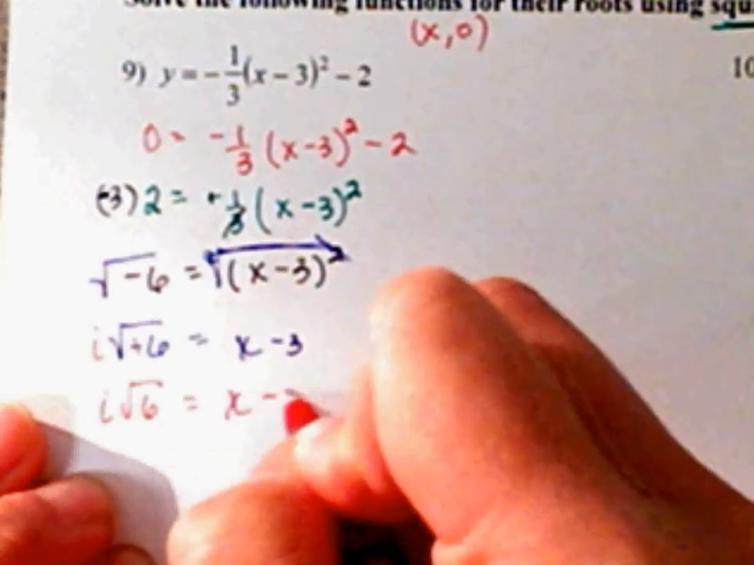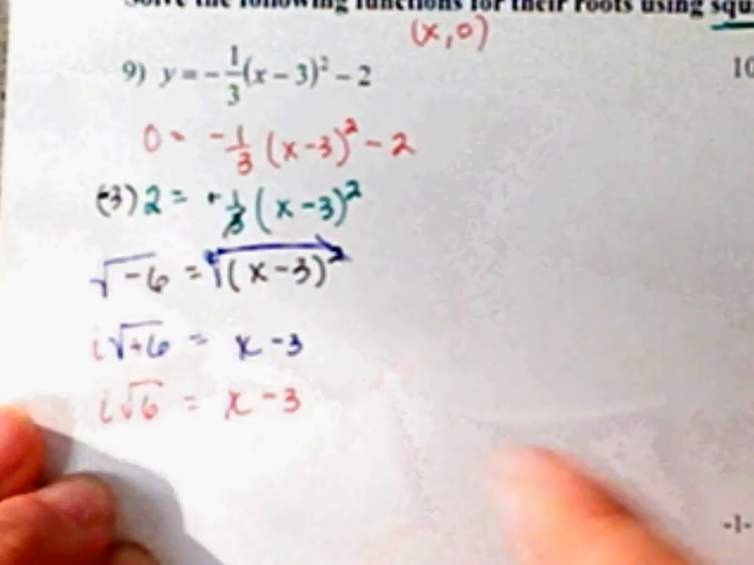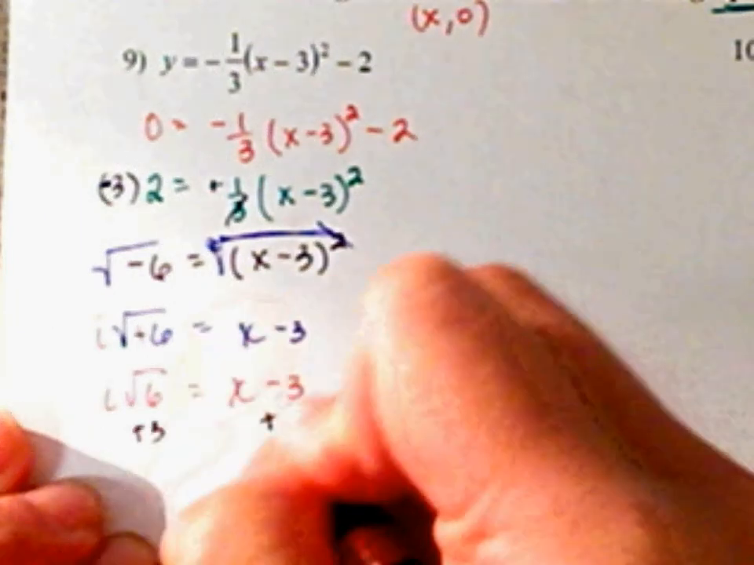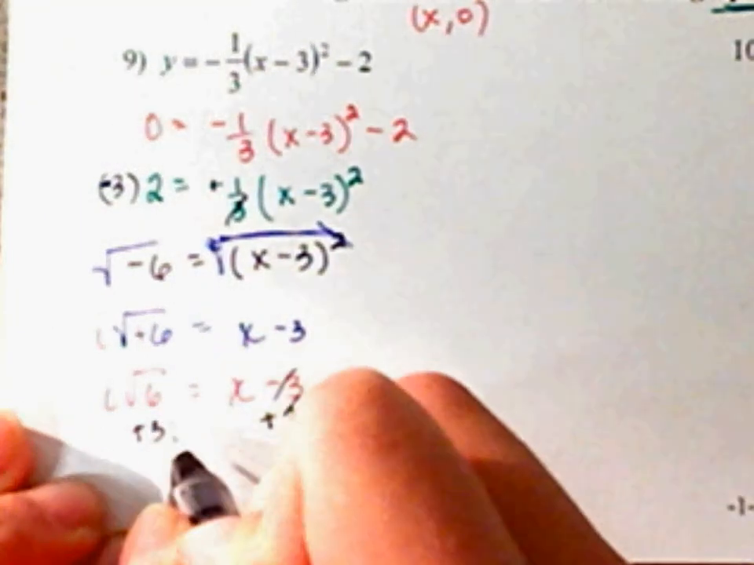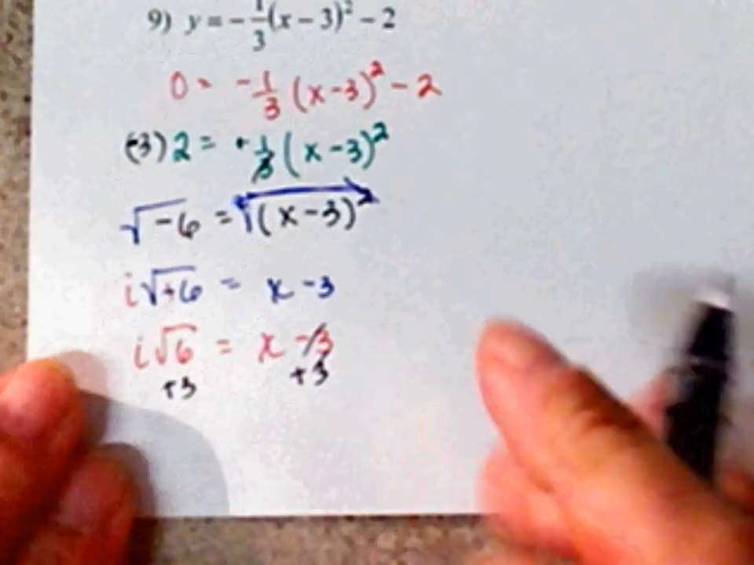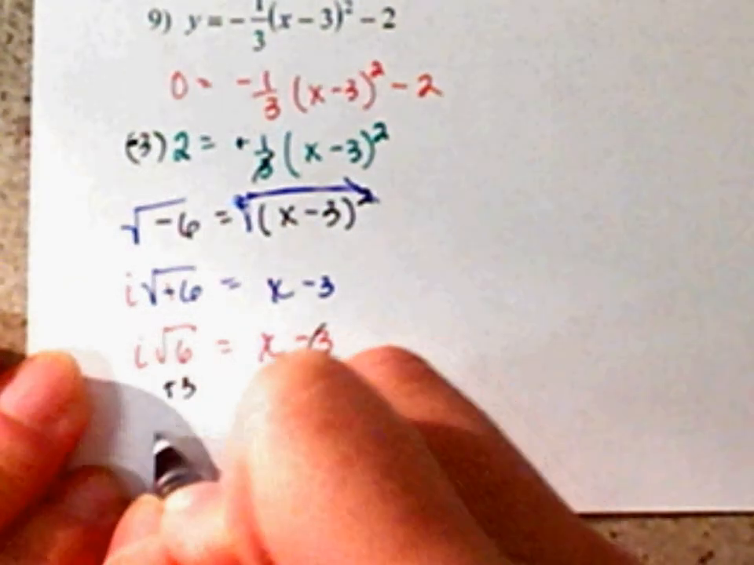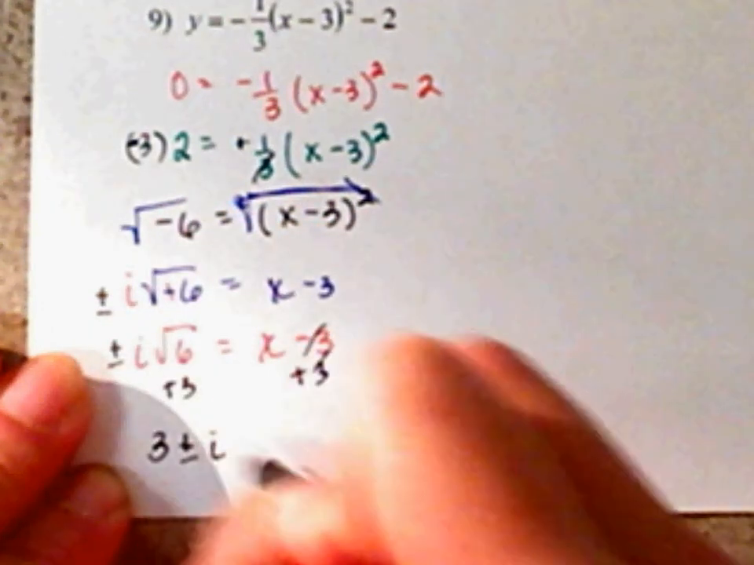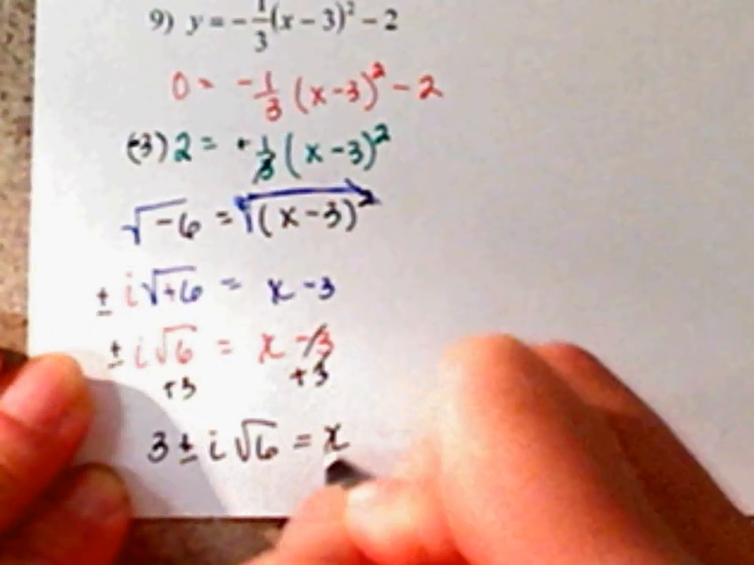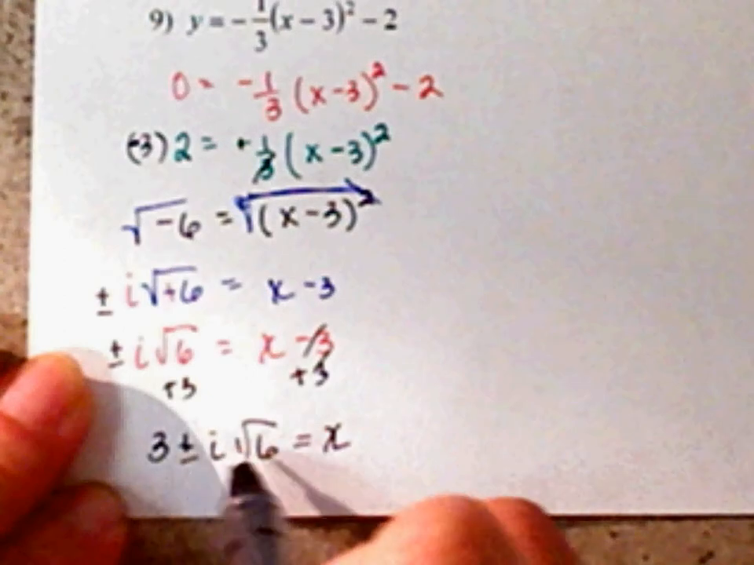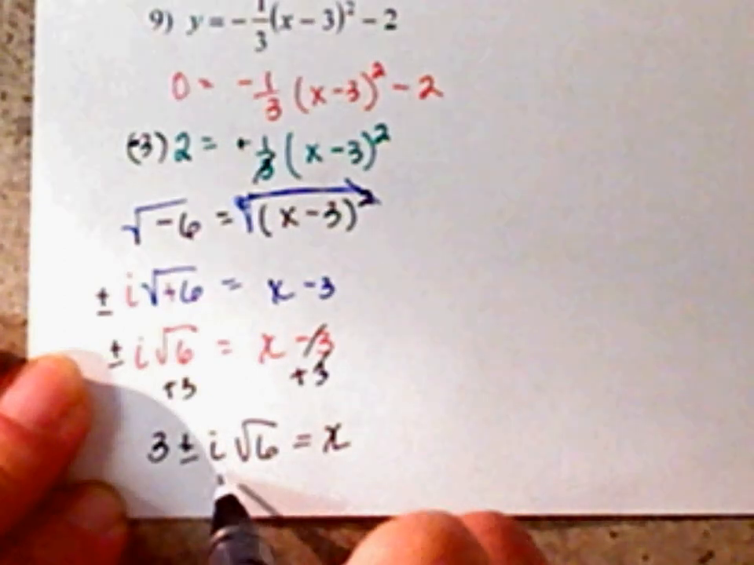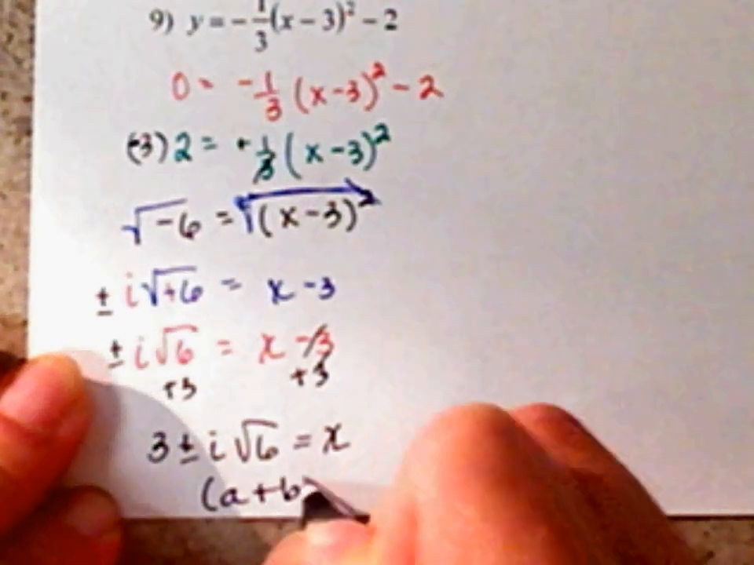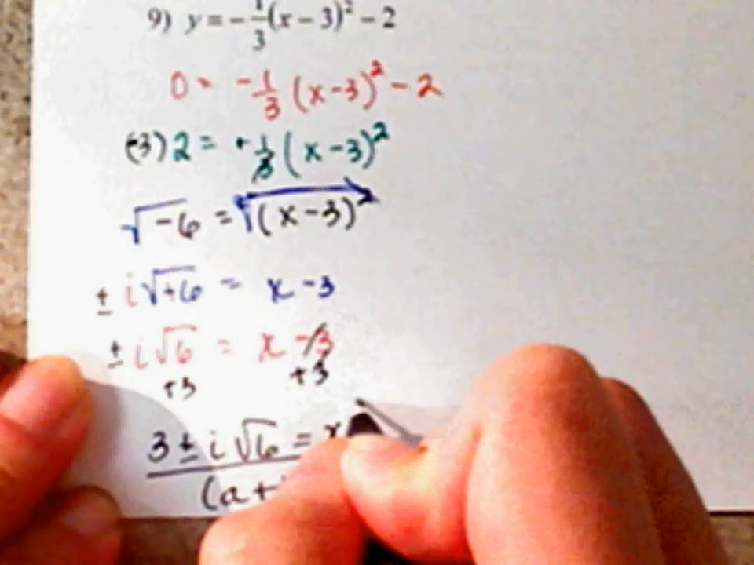You're solving for x. Add 3 to both sides. 6 is under the square root. 3 is not. So, cannot combine them. So your solution is 3, by the way, this is plus or minus, plus or minus i square root of 6 is equal to x. Try to write your imaginary solution as a second part, okay? Because you want it in the form of a plus bi. And there's your solution for number 9.